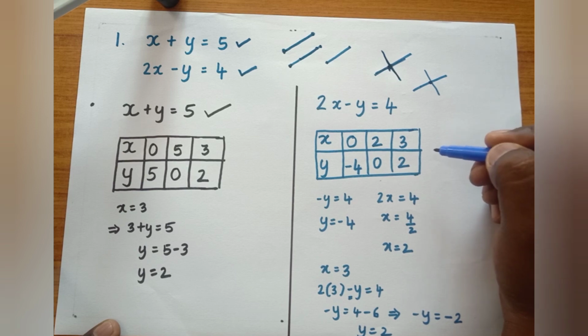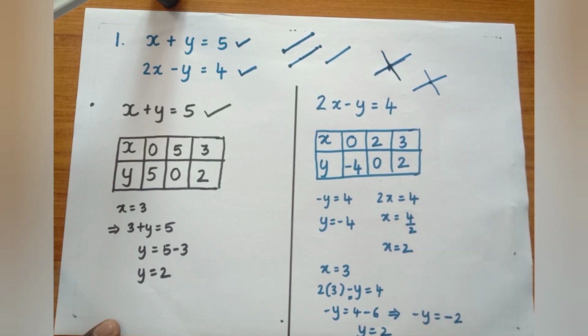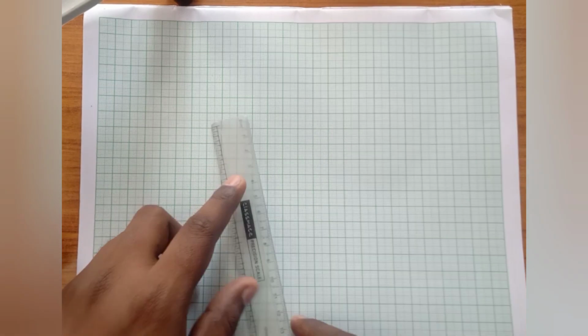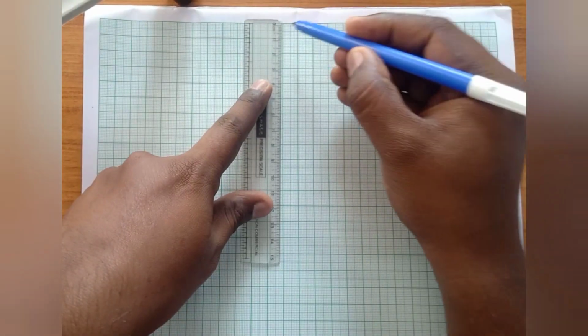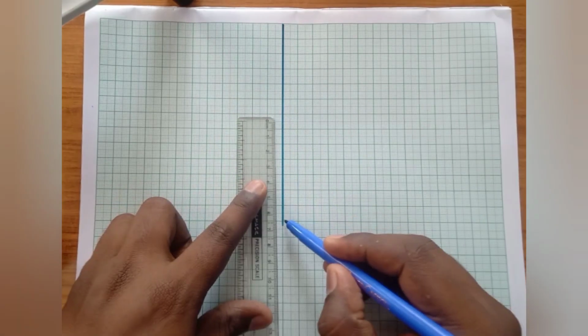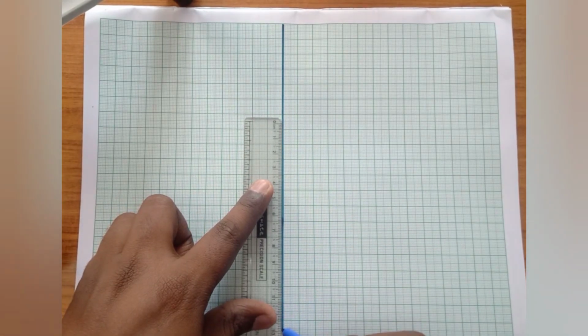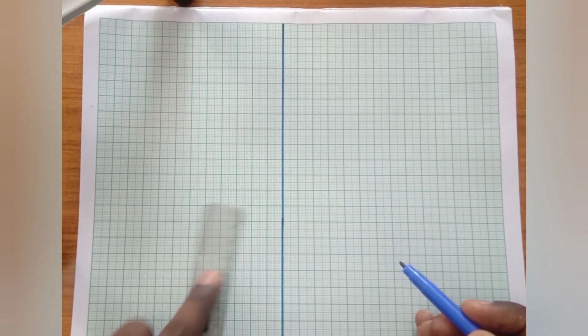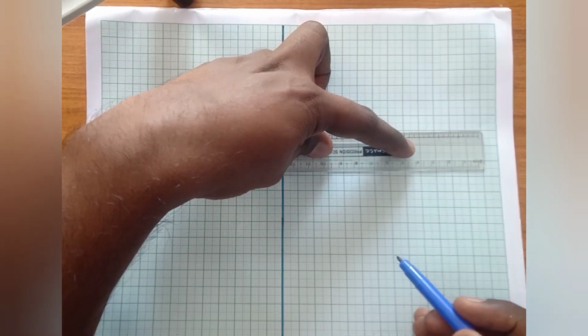Now we shall see how to plot these points on the graph sheet. Dear students, take a graph sheet and divide the graph sheet or plane into 4 parts or 4 quadrants. I'll divide the graph sheet into 4 quadrants.